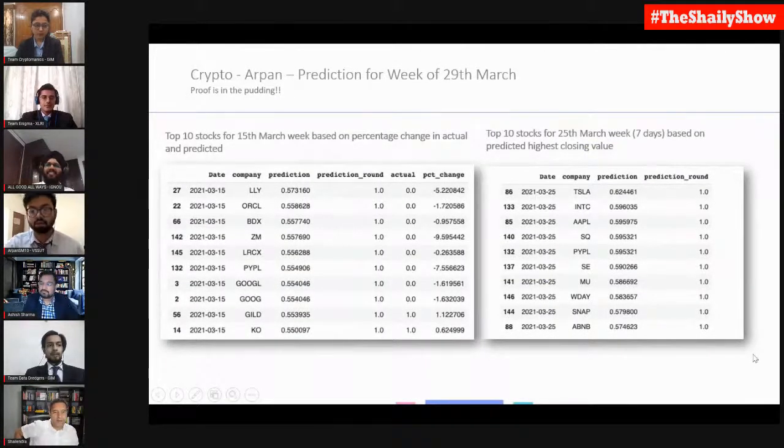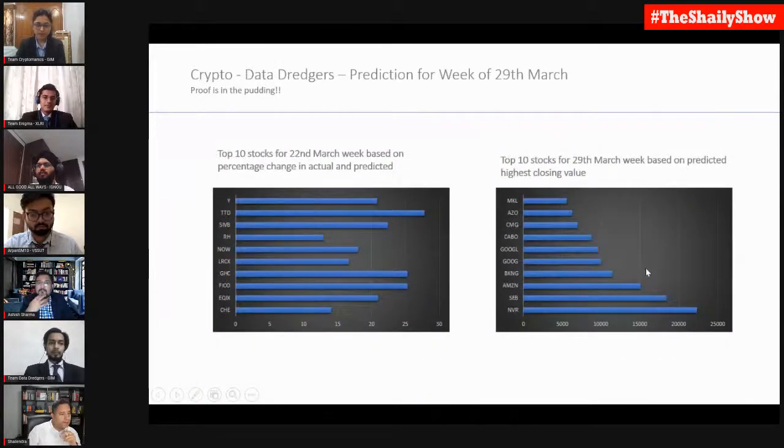Sir, what's your prediction for next week? Next 7 days. So my predictions are for Tesla, Intel, Apple, and Square Incorporation, PayPal, Snap Incorporation, Airbnb. So these are my predictions for the 4th of April. So there is no percentage increase now. So these are my predictions for now. Okay. Data Dredgers.